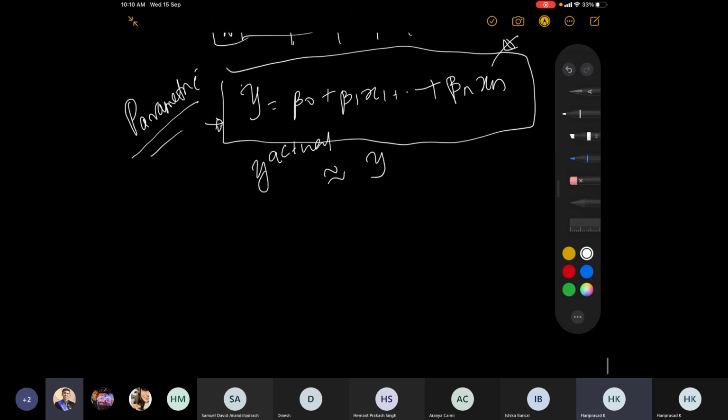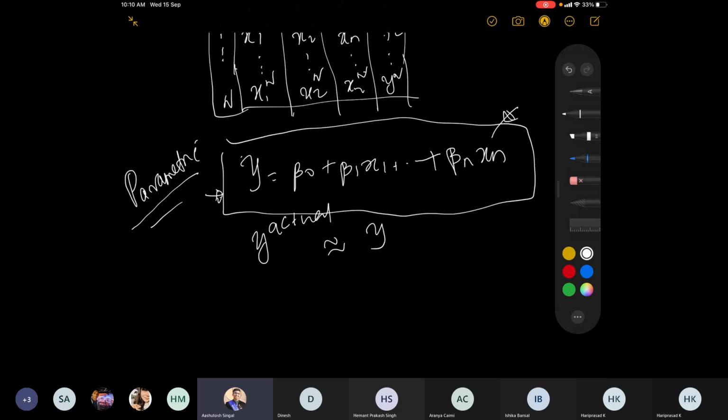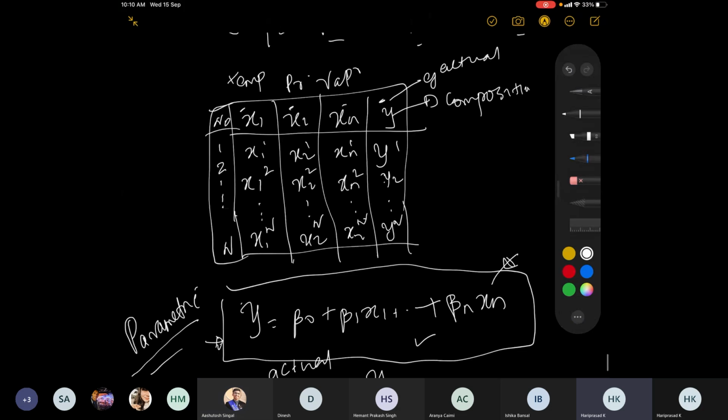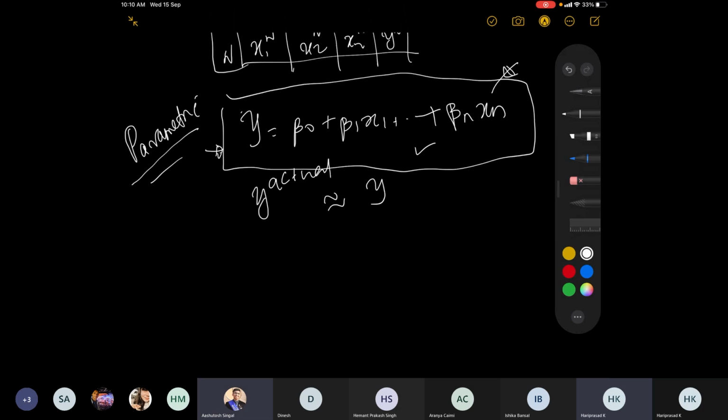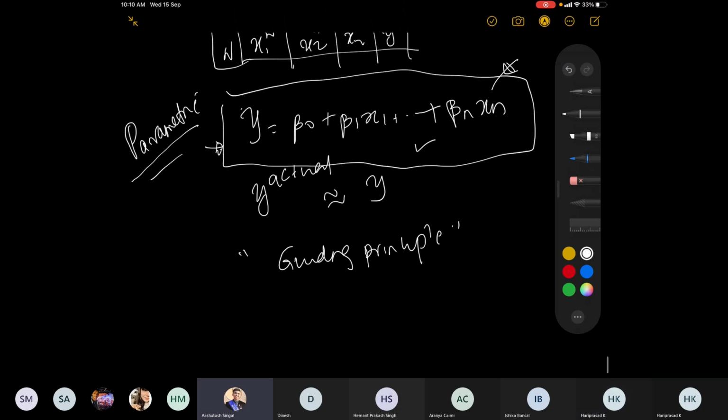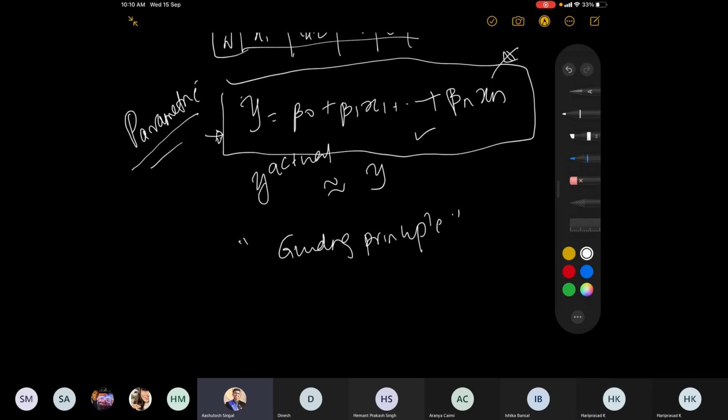So this kind of equation, y equals b naught plus b1 x. I'll try to draw a matrix and then solve it. No, the matrix is right here. So what should be the guiding principle for the model development? There should be a philosophy, right? There should be a way. I would say a guiding principle. The iterations should go on so that y actual comes close to the y that we find.